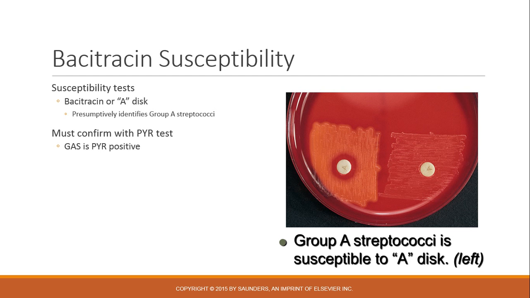If you've got a sensitive reaction, then you confirm it with the PYR test. So the bacitracin is a presumptive test. You can't say with 100% confidence that it's group A strep until you do a PYR. And if it's positive, then you have group A strep. Okay? A disc, bacitracin disc, group A strep.